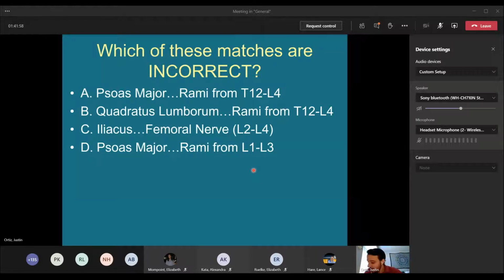Okay, so it is going to be A. I know it's a little hard to answer these questions right off the bat, but this is used for your studies as well, so you can go back to this later. But again, the psoas major is going to be getting rami from L1 to L3, your iliacus is your femoral nerve, and your quadratus lumborum is just going to be rami from T12 to L4.